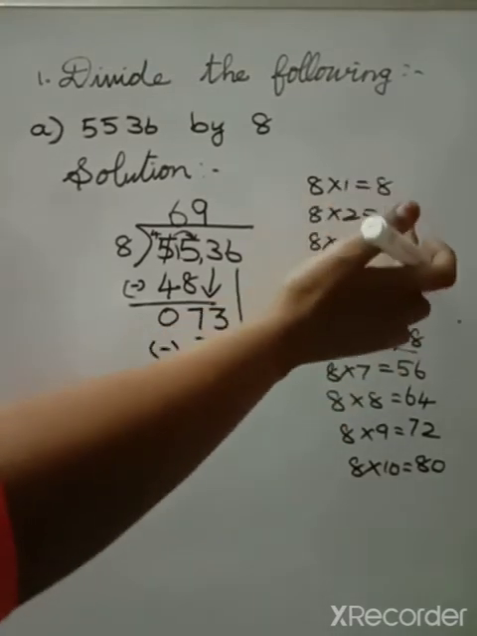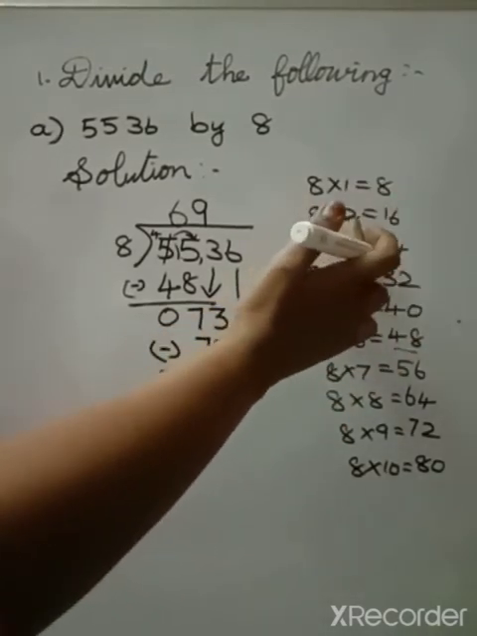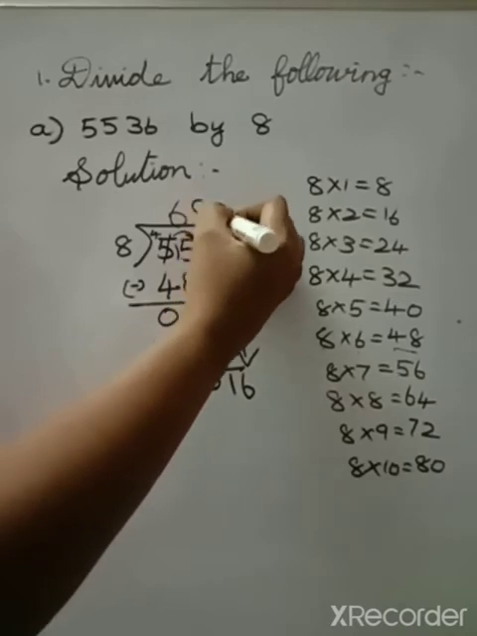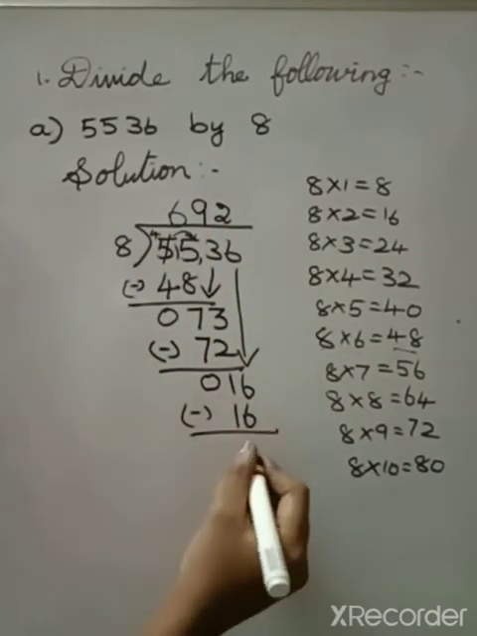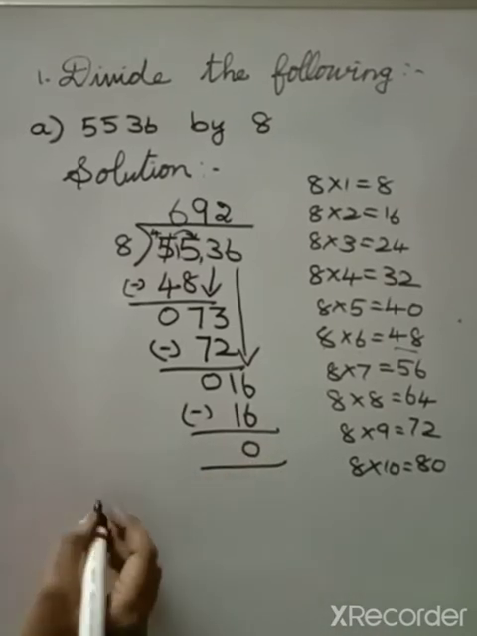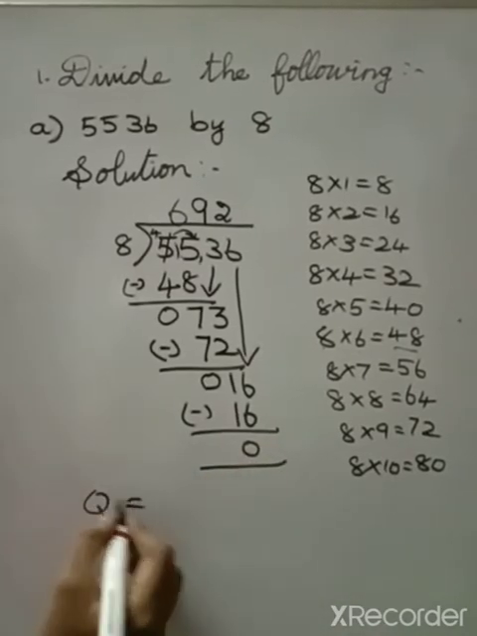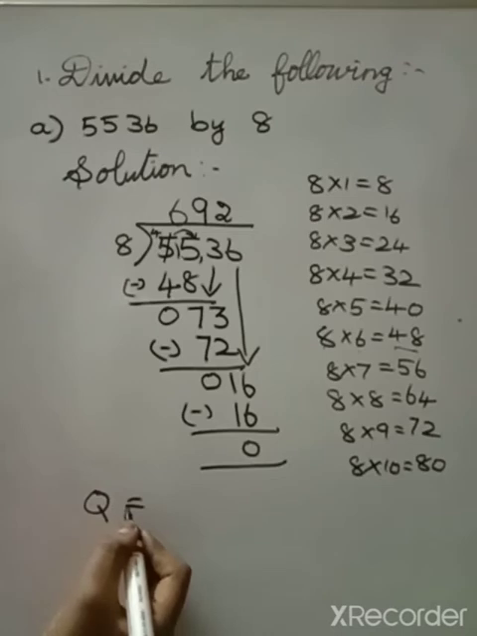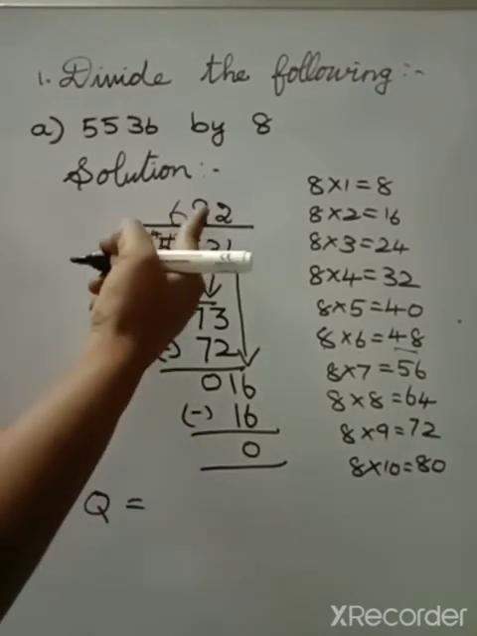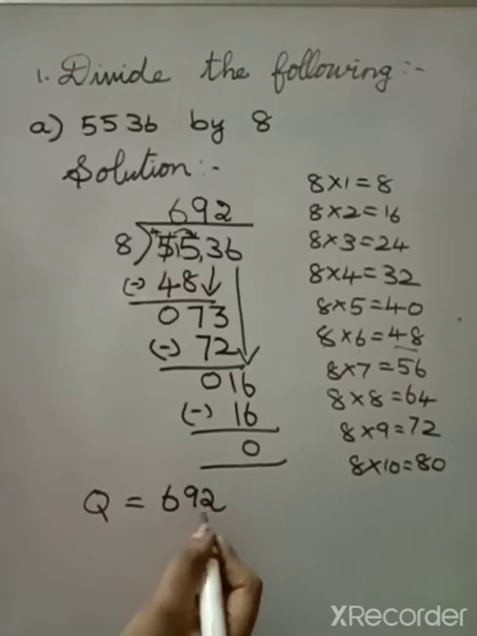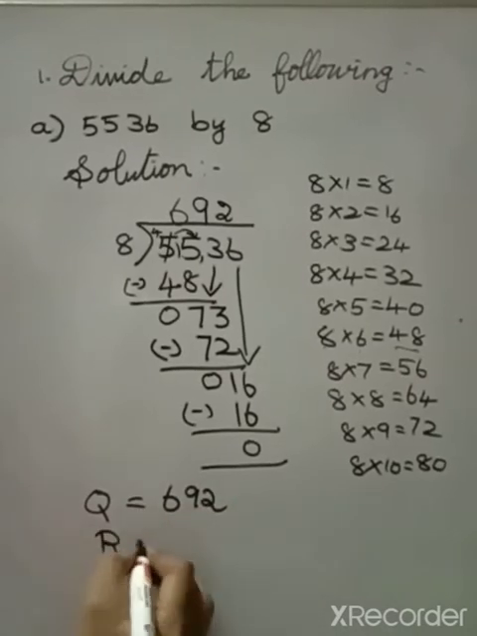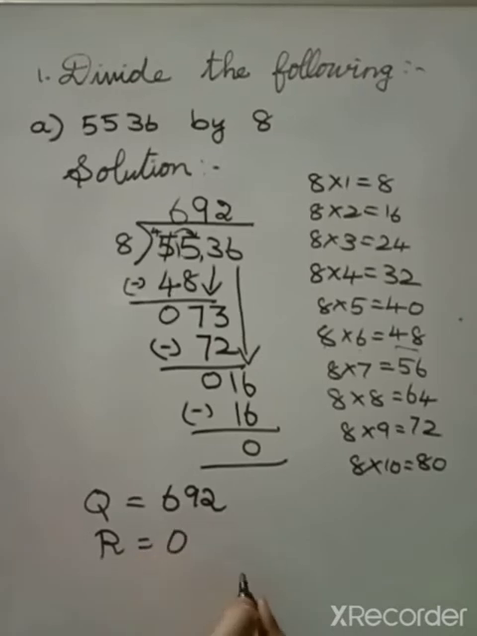So see here, 16. 8 table how many times? 2 times. So 2 8s are 16. So both the numbers are same, so the answer is 0. Now you write the answer. Q for quotient. Which is the quotient here? 692 is the quotient and the remainder is 0.